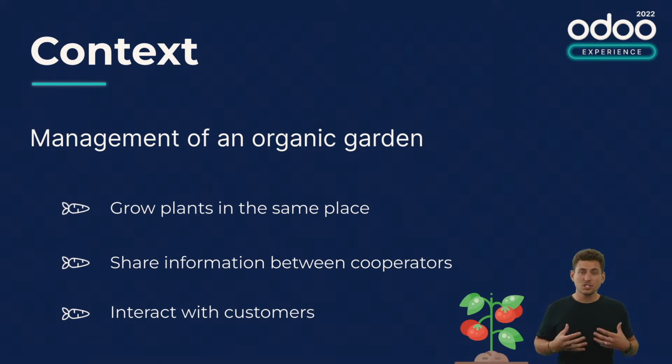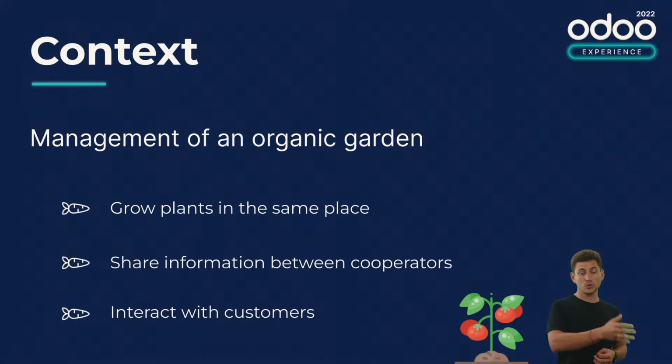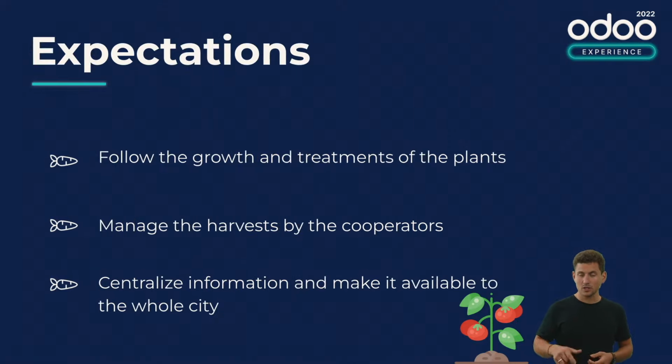So here it is. Imagine you are in a community of cooperators, and you have the same ecological values. Together, you own a piece of land in the city center, and you would like to create a shared biogarden. So you want to grow plants in the same place. You want to share information between cooperators and interact with customers. Knowing that, you want the perfect online tool that will follow the growth and treatments of plants, manage the harvests by the cooperators, and help you centralize information and make it available to the whole city.